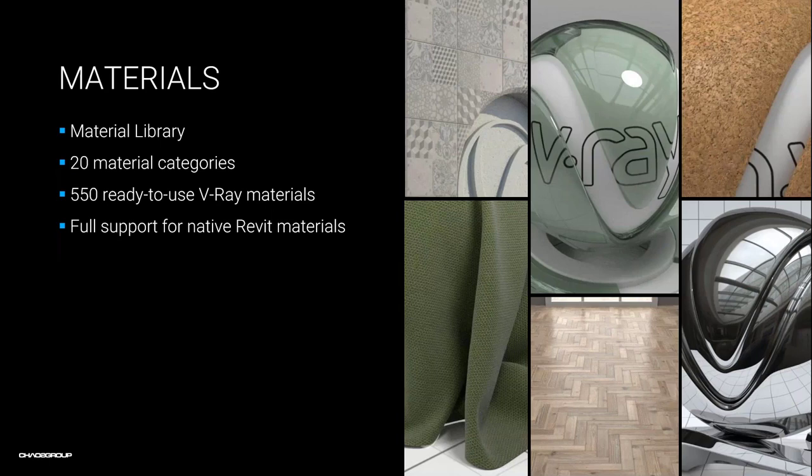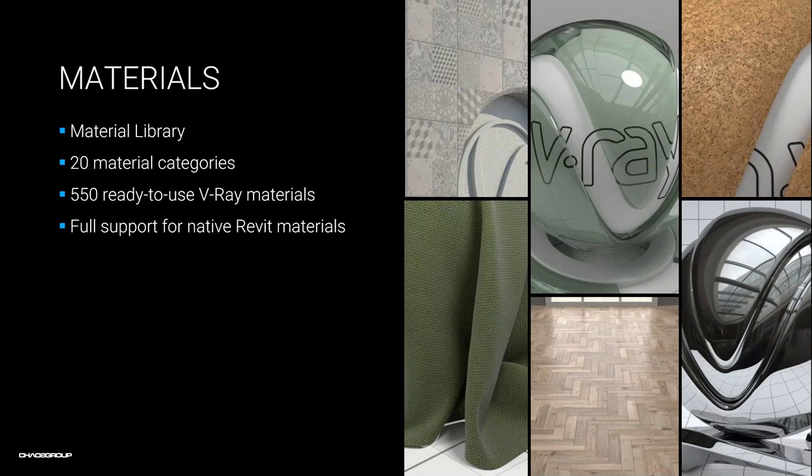Starting with materials, V-Ray for Revit installs along with a library of ready-to-use V-Ray materials. They are optimized to work best with the V-Ray engine. The materials are organized in 20 categories suitable for the purposes of architectural visualization. They are very simple to use, just drag and drop, and currently the library consists of 554 materials. We are working on extending it with even more materials because we know that you love them.